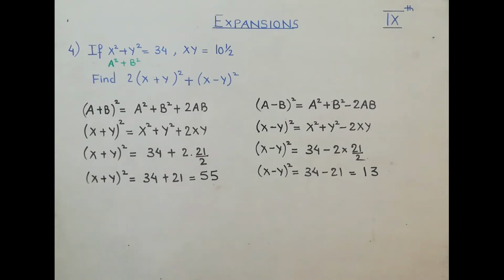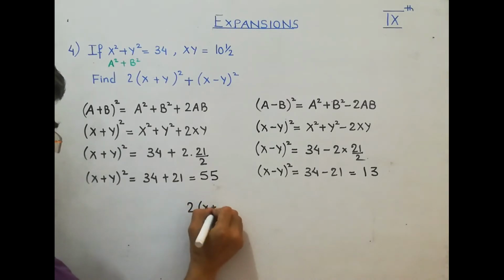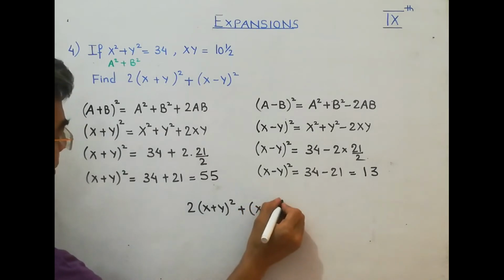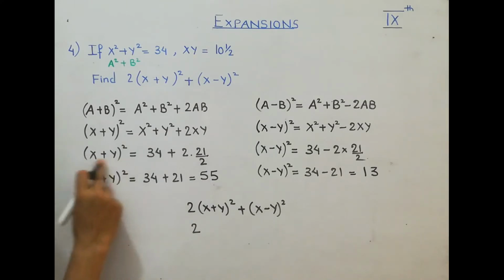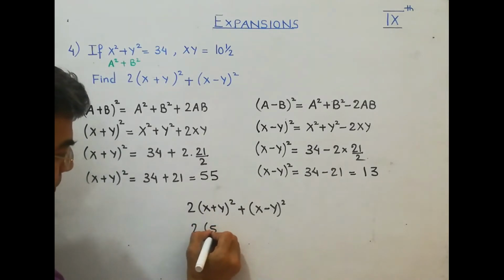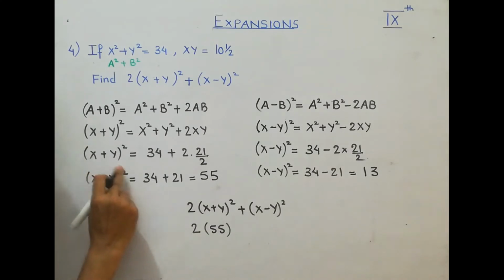Just see this calculation. So we have calculated (x plus y) whole square, we have calculated (x minus y) whole square. Now what we have to calculate is this. Let's note it down, the expression: twice (x plus y) whole square plus (x minus y) whole square. Now you see, twice remains as this. (x plus y) whole square value is 55. Now remember, 55 is the value of (x plus y) whole square.